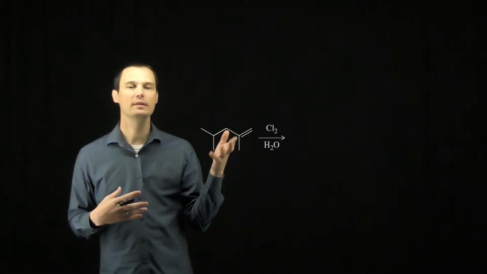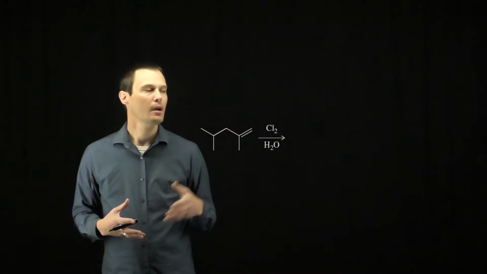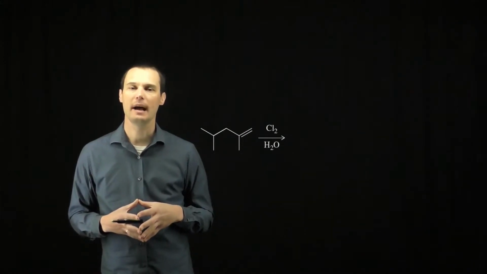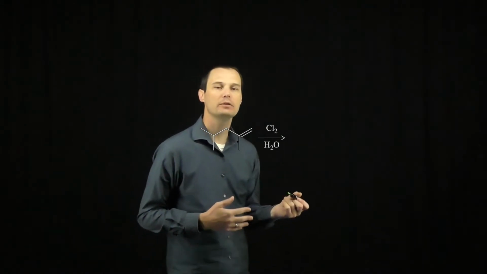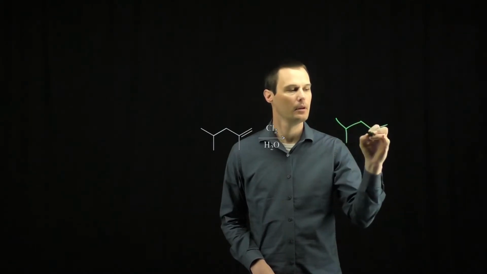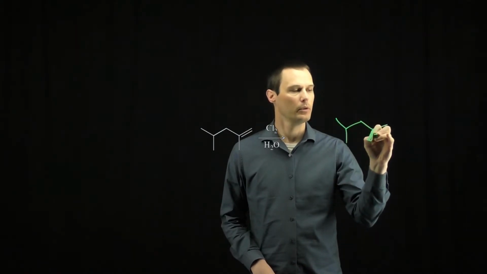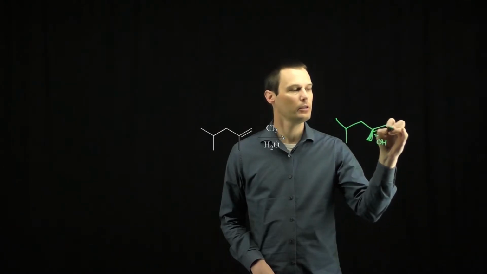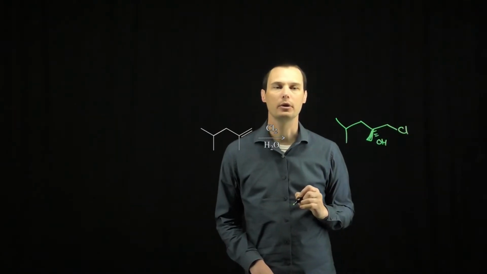We'll add chlorine to one side and water to the other side. Water will add to the more substituted side of this particular reagent, and so our product will end up looking like this, where we'll have oxygen on the internal carbon and chlorine on the terminal carbon.